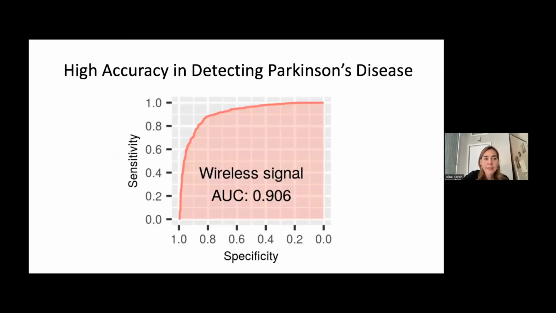So here you can see the results. This is something called the ROC curve that shows sensitivity and specificity. If you haven't seen these curves before, all that you need to know is the AUC. The AUC is a measure, you can think of it as accuracy, and we can detect Parkinson's from nocturnal breathing with an accuracy that is almost 90%.